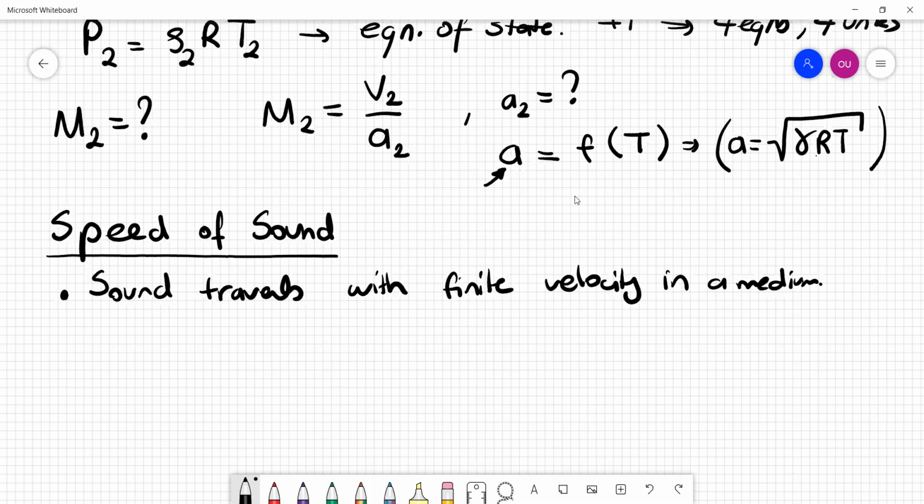For example, I think we discussed this before, the speed of sound in water is much higher than the speed of sound in air. The speed of sound in solids is much higher than in air or water. So this is the physical mechanism of sound propagation. Sound is a disturbance that is created, and how fast that disturbance propagates is based on the molecular motion that we have.